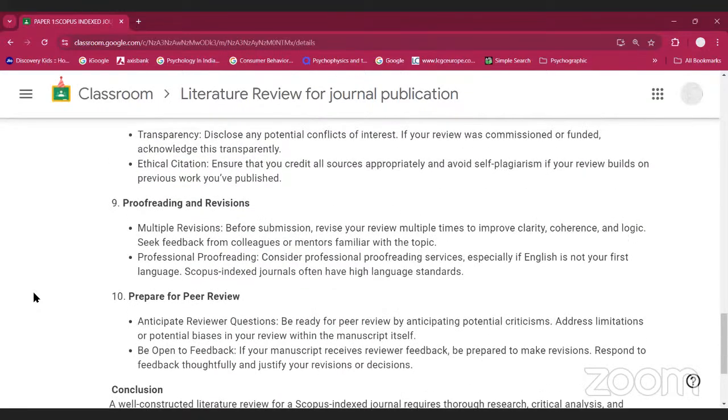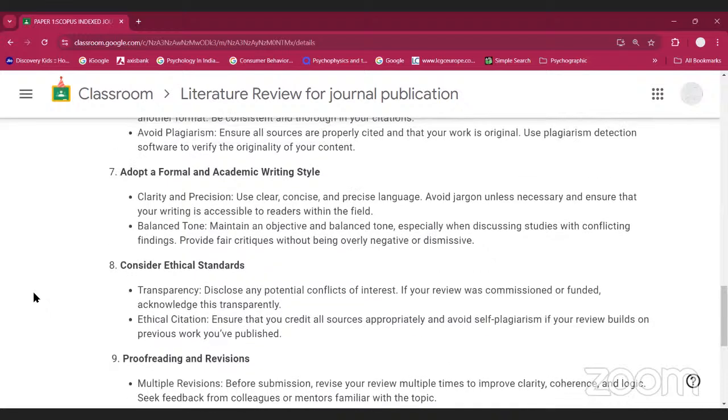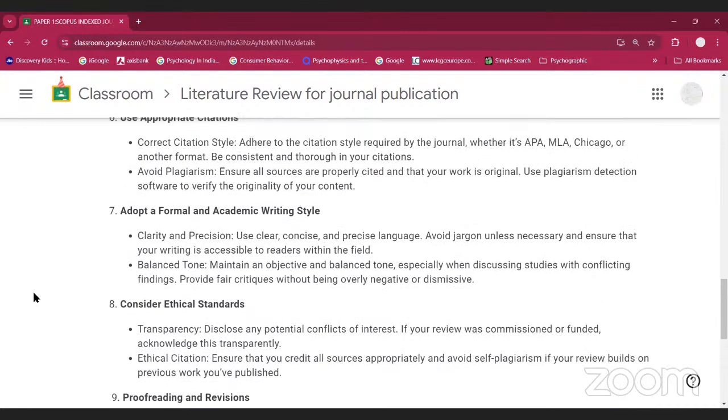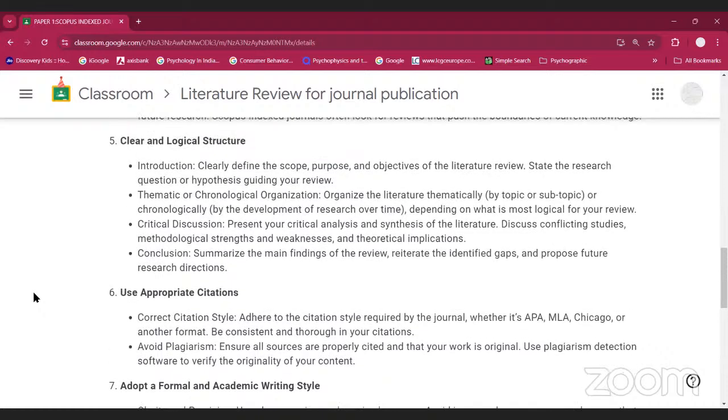So I think now it is clear to have the idea about what are the requirements of Scopus indexed journals and what are the guidelines. The guidelines are given for the author, that is how to prepare your manuscript for publication in the Scopus indexed journal. Now, do you have any question?